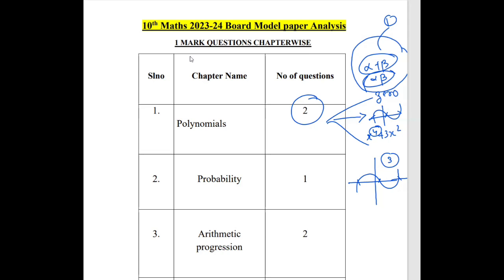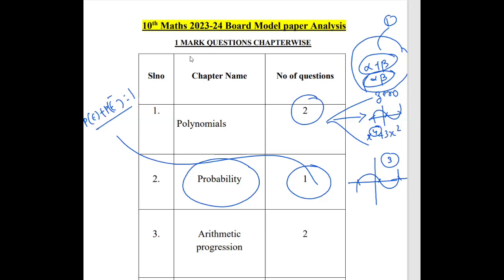Next is probability. This also will never change, always 1 mark, and this 1 mark will be very simple. It will be based on the concept P of E plus P of not E is equal to 1. They will tell you that the probability of an event, like rain coming, is 0.4. What is the probability that rain does not come? It is 0.6. You just have to subtract from 1. So you will get a simple problem based on probability, and I'm damn sure it will not go beyond 1 mark. You will definitely have 1 mark.